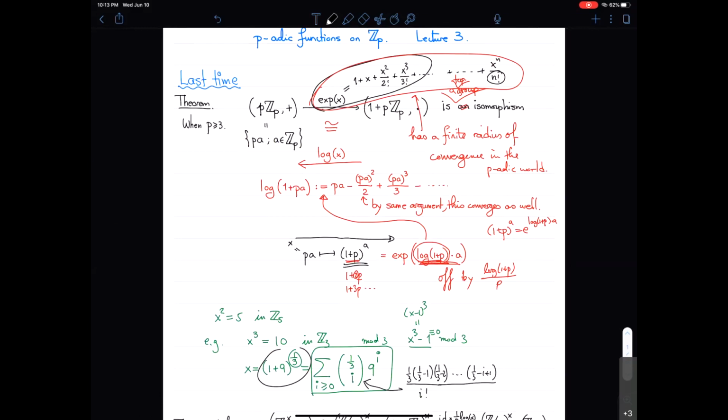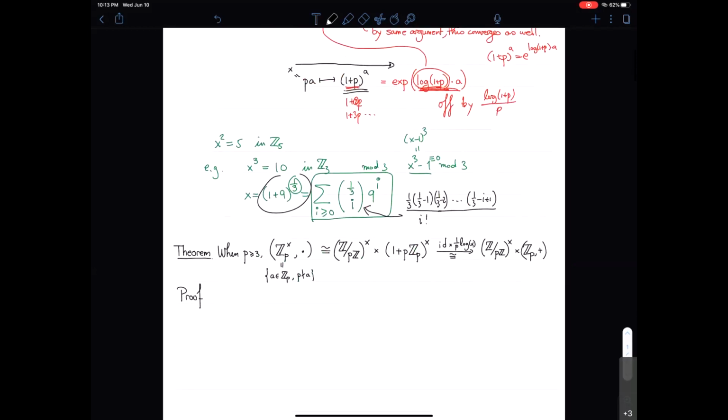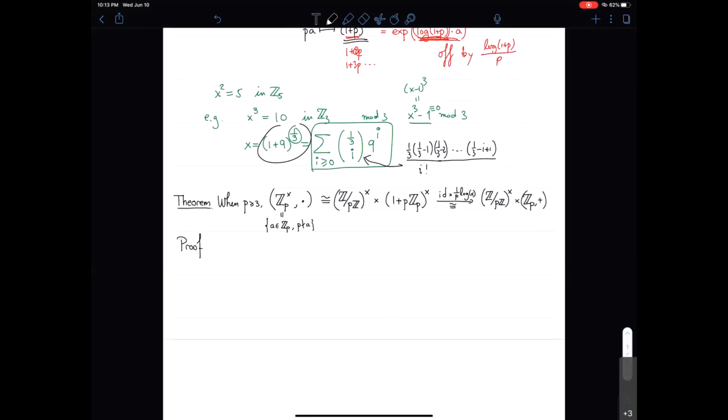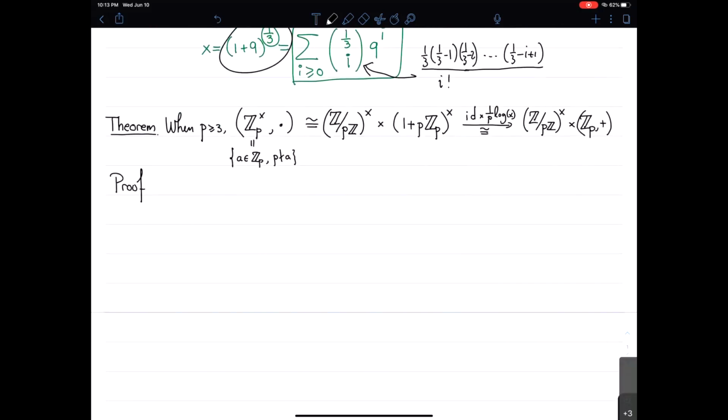Hold on a sec. So let me now explain the theorem here, which is a structure theorem for Z_p cross. Let's read it first. Z_p cross, namely all the elements in Z_p where p does not divide a, form a group under multiplication. And I'm claiming that you can break this into just a finite group, (Z mod pZ) cross, and an infinite group like this. Moreover, p greater than 3, of course.